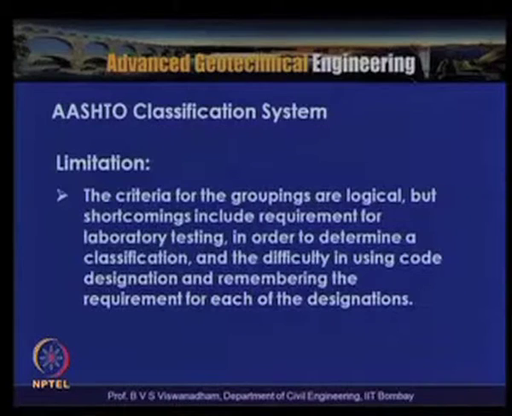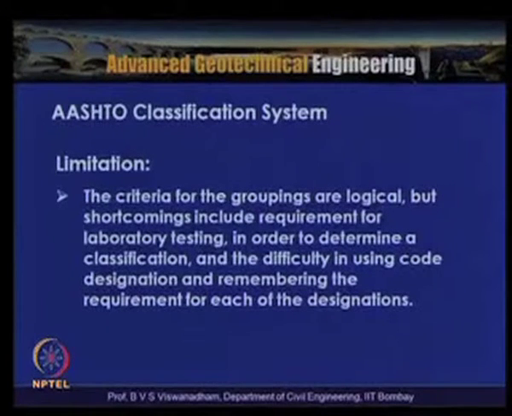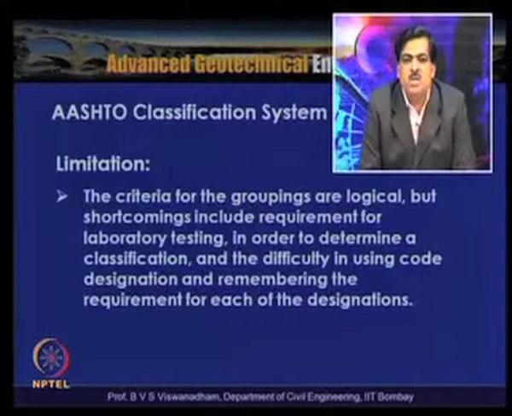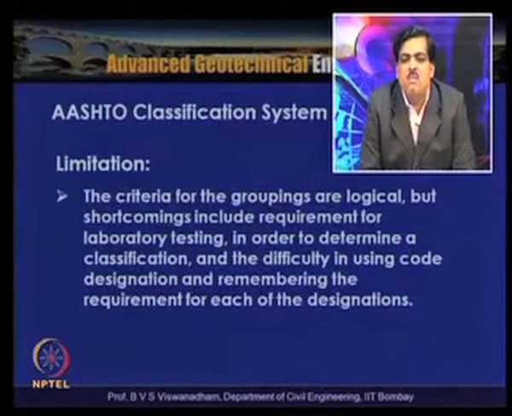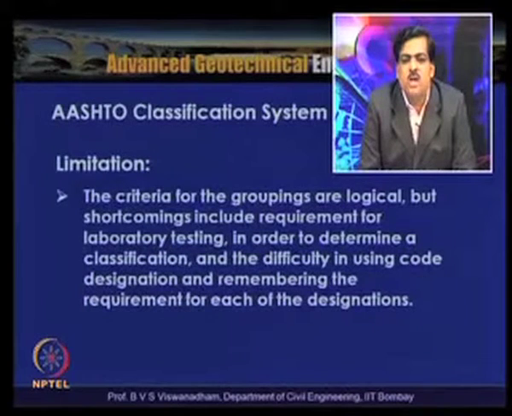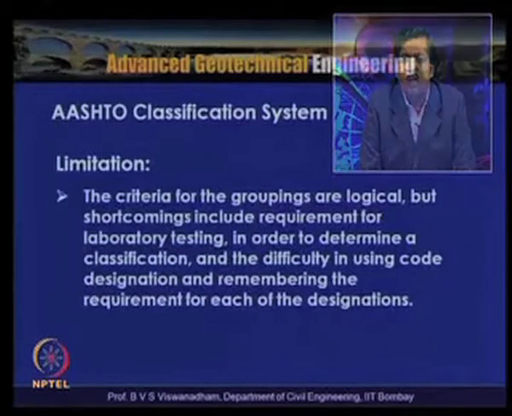The limitations are that the criteria for the groupings are logical, but shortcomings include the requirement for laboratory testing in order to determine a classification, and the difficulty in using the code designation and remembering the requirement for each of the designations. These groups are somewhat difficult to remember. So, the code designation mainly has difficulty in remembering, and unless we look into the interpreted results, it is not possible for us to understand the interpretation of the behavior of the soil.